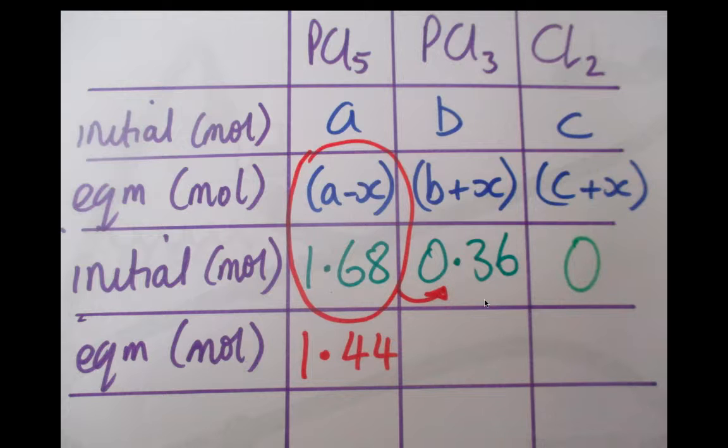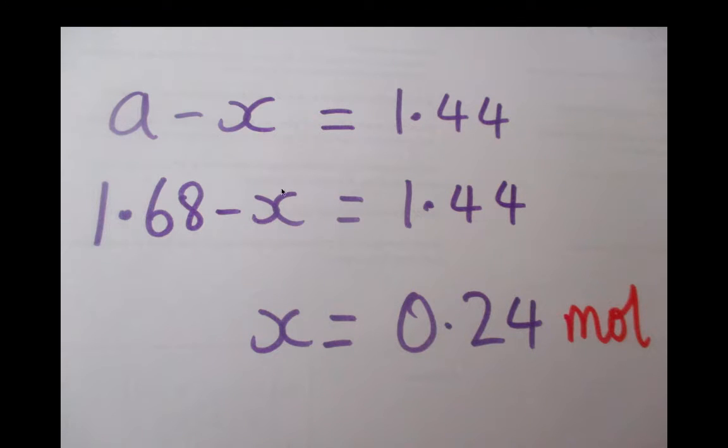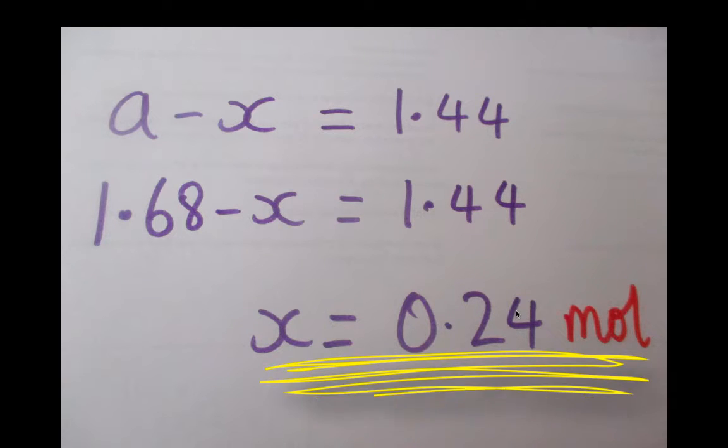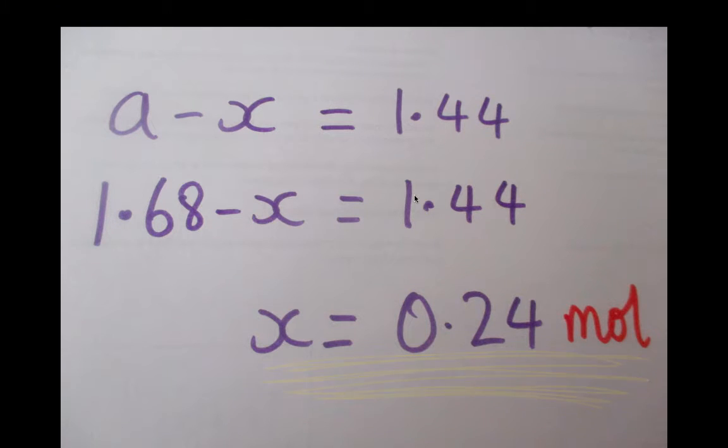The other thing that we know is that we started off with no chlorine at all, no Cl2 at all, so our amount at the beginning here is 0. Okay, so what do we know? We know that we started off with 1.68 moles of PCl5. We know that we've lost a certain amount X, and we know that we end up with 1.44 moles. So we therefore know that this amount X must be 0.24 moles. That's the difference between the two. That's what we've lost to get our equilibrium amount.